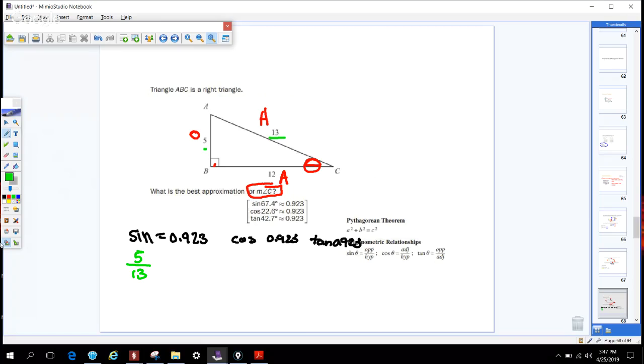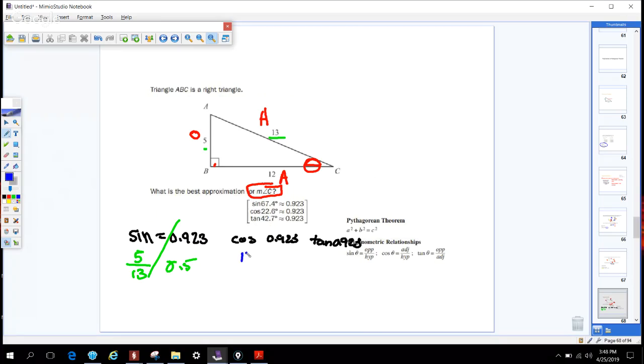Well, think of it. What's 6 over 12 equal? A half. Is a half close to 1? Right, but it's not super close. No, because a half is 0.5. So it's not super close, so it's not going to be sine.